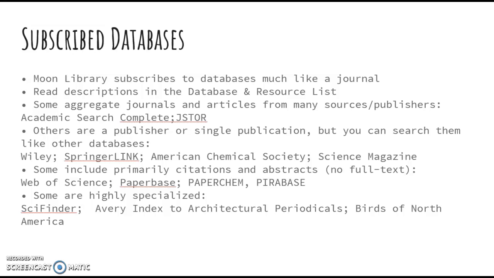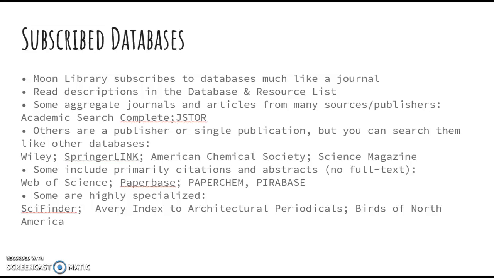So, subscribed databases. Moon Library subscribes to databases much like a journal. You can read descriptions in the database and resource list, which is what I showed you. There are descriptions of each database on our website. Some aggregate journals and articles from many sources and publishers, like Academic Search Complete and JSTOR. Those have multiple subjects included in them.